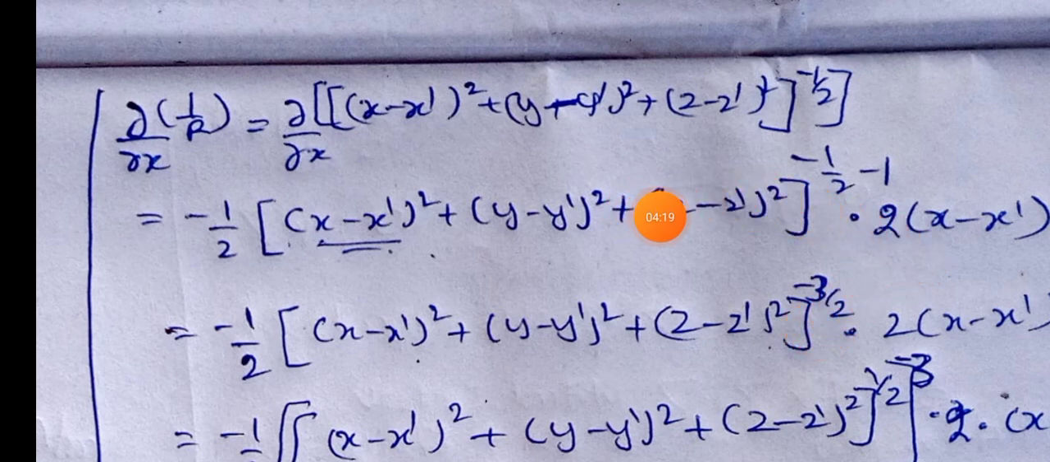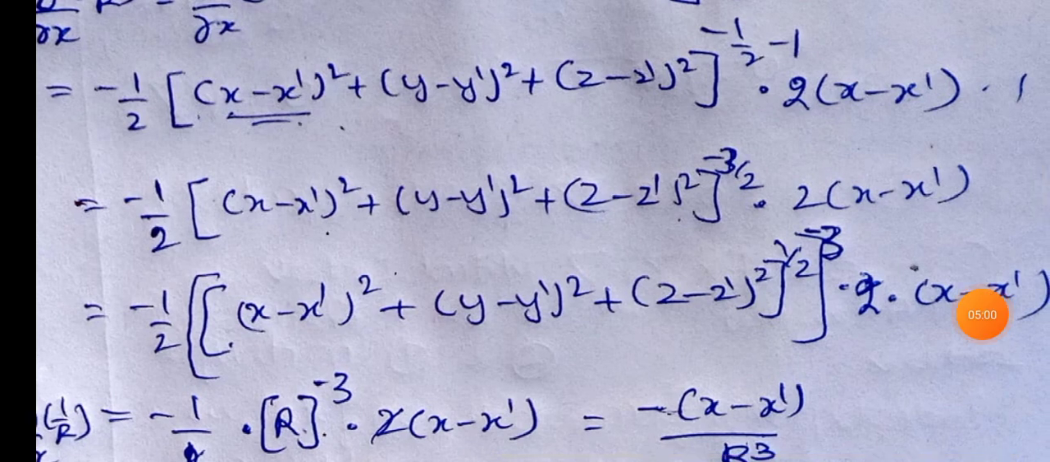After differentiating this, you have to differentiate inside. The terms (y minus y dash) whole square and (z minus z dash) whole square, differentiated with respect to x, become 0. The differentiation of (x minus x dash) whole square also looks like x to the power of n, where n is equal to 2. So n into x to the power of n minus 1 gives 2 into (x minus x dash). So what we are getting is all to the power of minus 3 by 2.